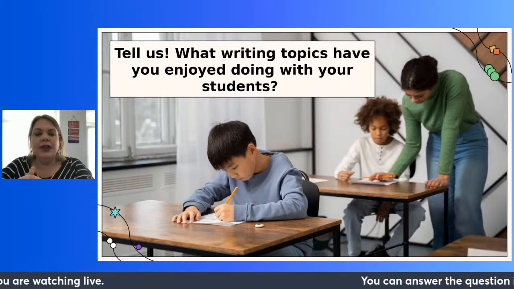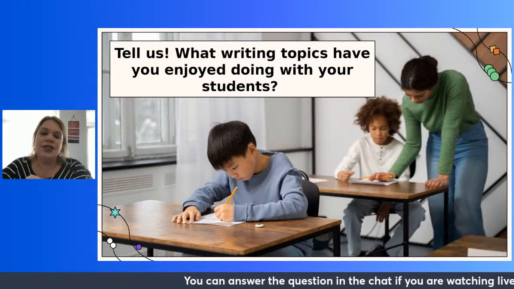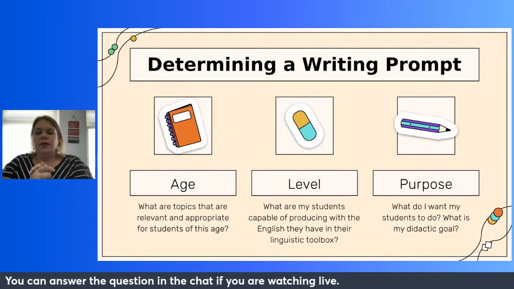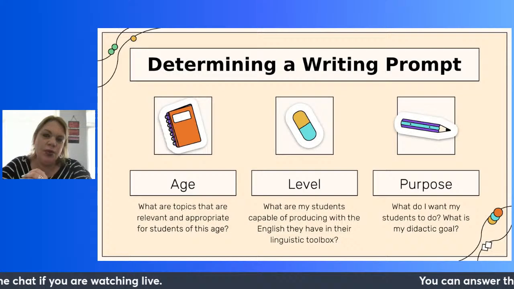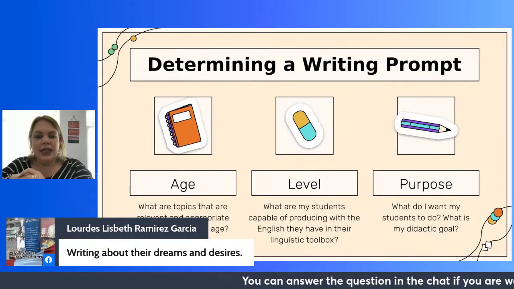Tell us what topics you've enjoyed doing with your students, because we're going to talk about how to determine a topic for writing, okay? So determining a writing prompt. What topics should we use with our students? There are some main things that we need to keep in mind.